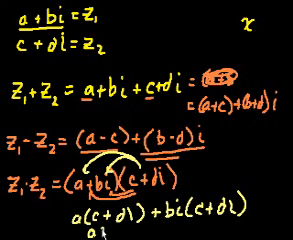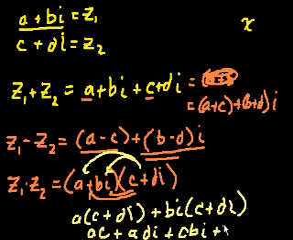We get ac plus a di. This is an i. I know my i's aren't looking good. A di, plus, now what's bi times c? Well, that's c bi. And then we have bi times di. So you get b times d, which is bd. And then what's i times i? It's i squared, or negative 1. So bd times negative 1.